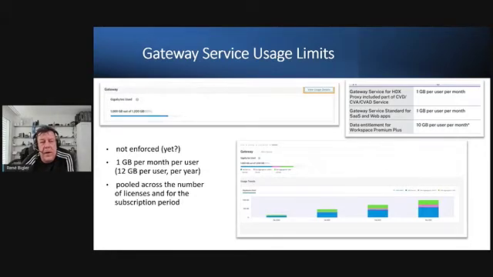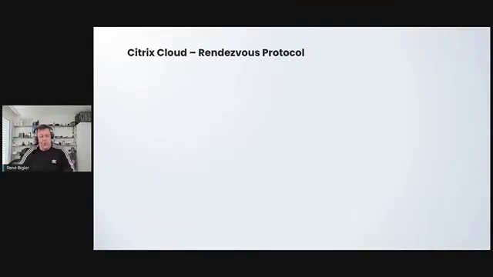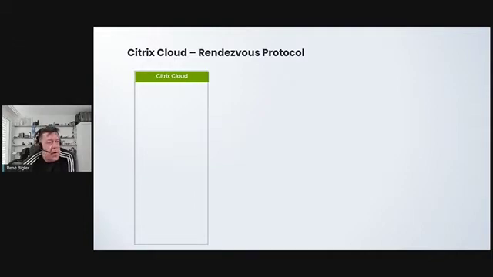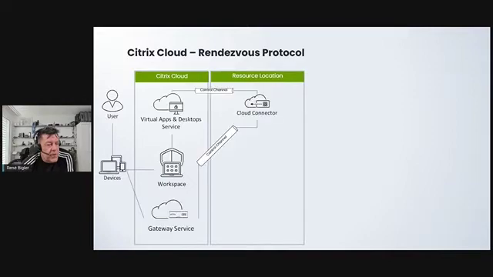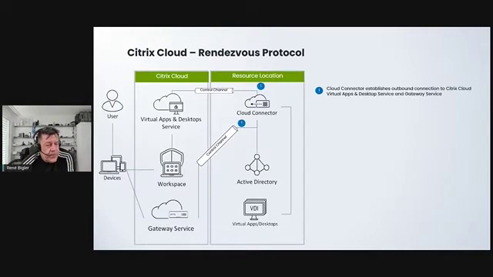The next approach is to implement the Rendezvous Protocol. Let's have another look. We can go faster through this slide because you know it already. It's basically the same as we talked about before. We have the Citrix Cloud management backplane, we have the on-prem resource location, we have a user, we have devices. We're talking about the Virtual Apps and Desktops service with the Workspace service, the gateway service, Cloud Connectors, Active Directory, VDIs, and also the traffic flow is basically the same as we saw before. The authentication, everything is similar or identical.